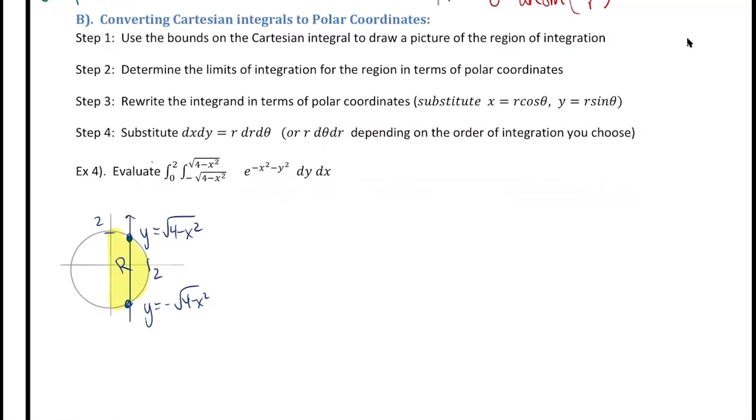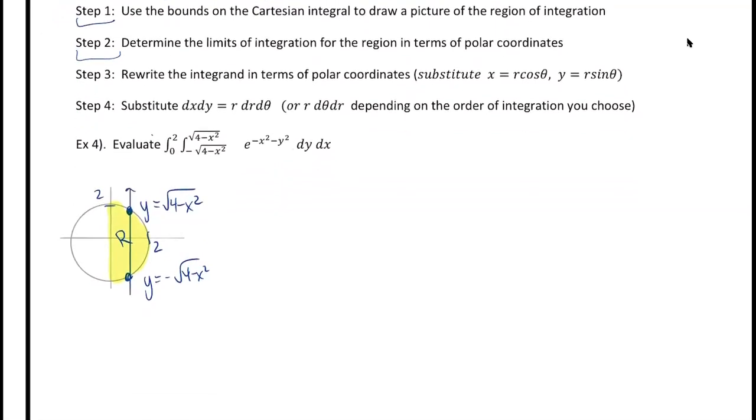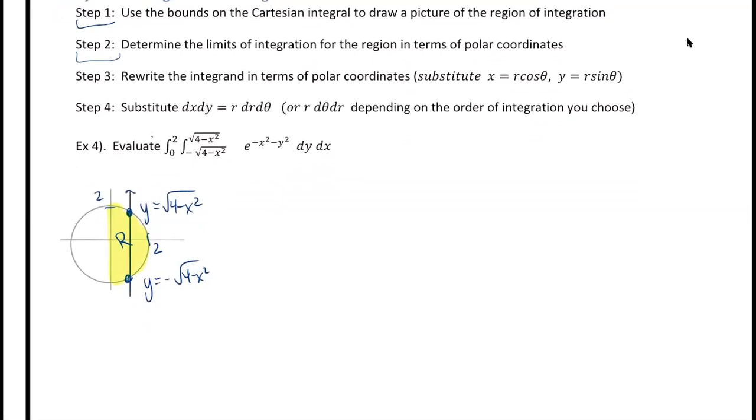So first we've drawn the region, that was step 1. Now we're going to determine the limits of integration in terms of polar. To do that, I'm going to redraw it because I'd like to make the slice a new way. So let's go down here. Here's the region, and now I'm going to slice.